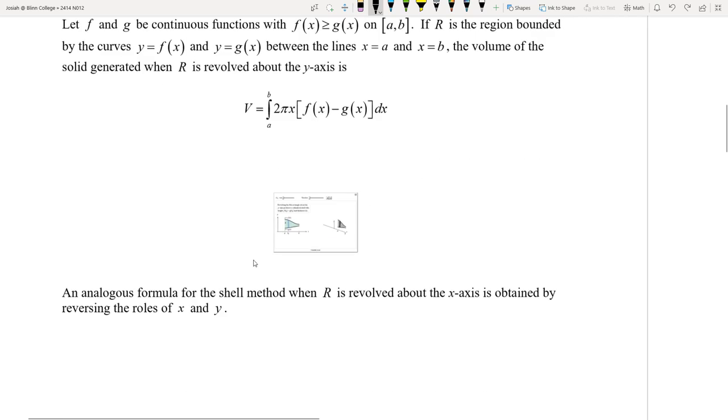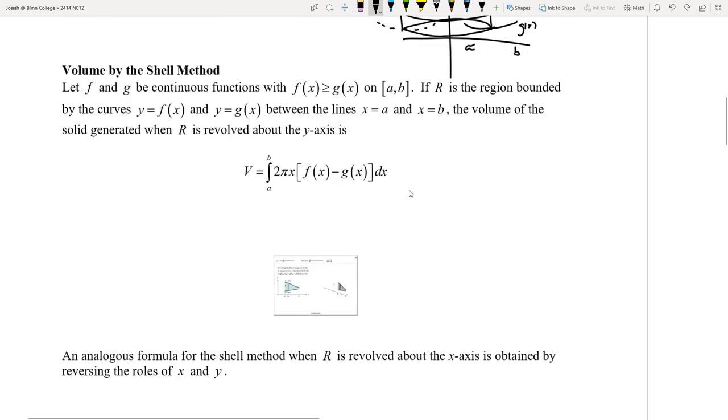So it's an analogous formula for the shell method. We're going to also have methods for revolving about the x-axis when we reverse the roles of x and y. So the shell method is going to be backwards. If we're revolving about the y-axis, we're using x's. If we're revolving about the x-axis, we're using y's. So here's our first kind of wrench in what we typically would think of. The disk and washer method matches up. If it's the x-axis, we're using x. If it's the y-axis, we're using y. If it's the shell method, it's backwards.